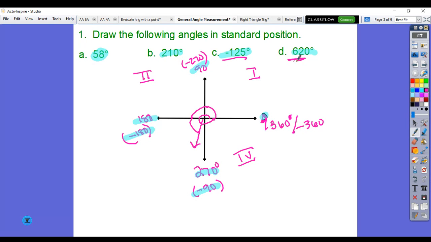Now, the other thing you can do, subtract off one rotation. If this number is more than 360, just subtract off 360. That's 260. And if you think about it, that's more than 180, but just a little less than 270. It put me in the exact right spot. So if this way makes more sense, that's fine too.